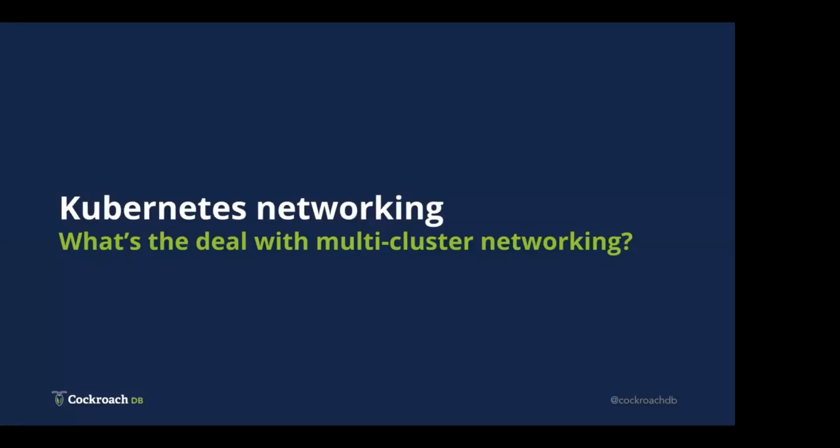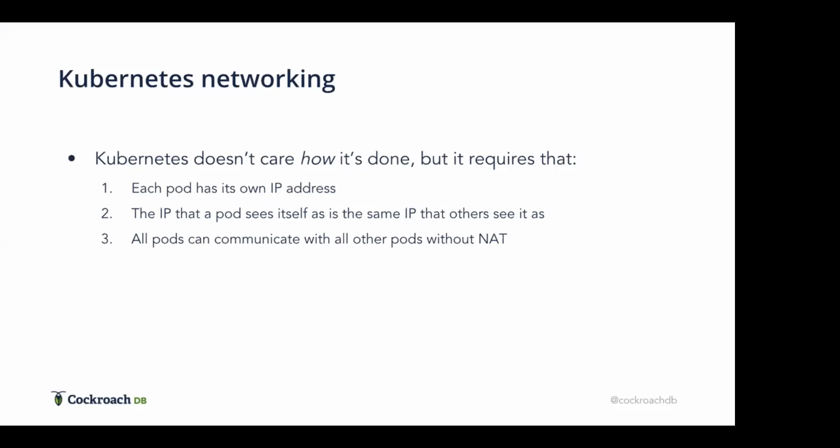So networking is the problem. And the question is, why is it a problem? What's the deal with it? How come this multi-cluster case just has no support? And if we go back in time, Kubernetes specifies a list of requirements from the network.